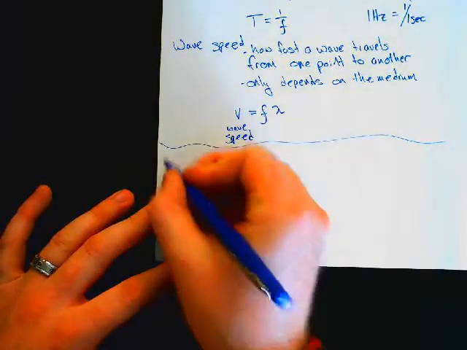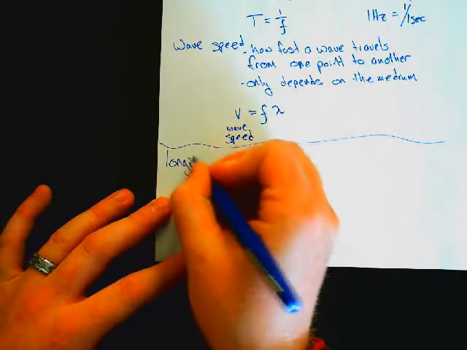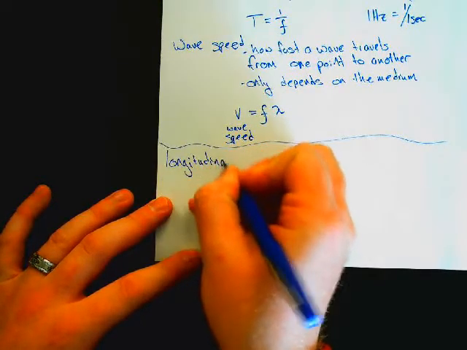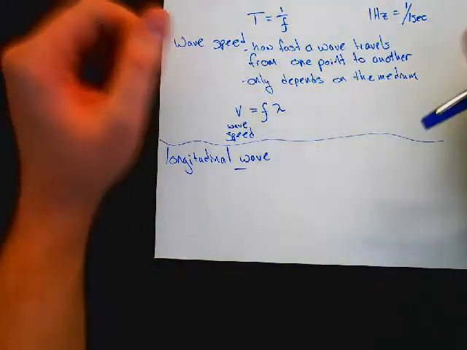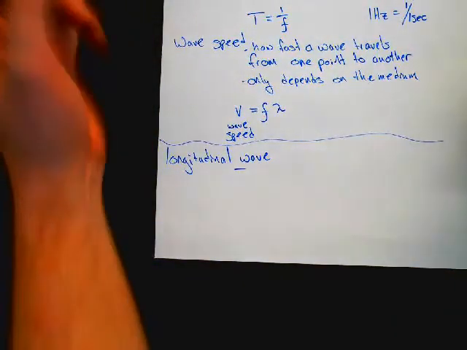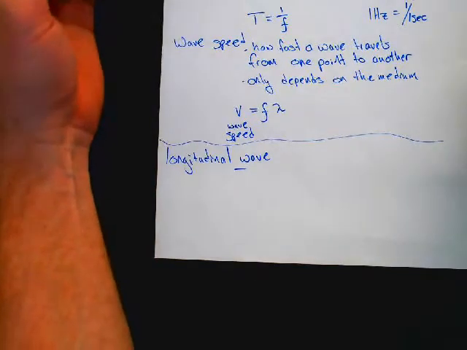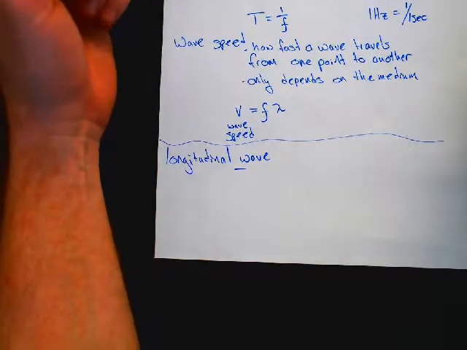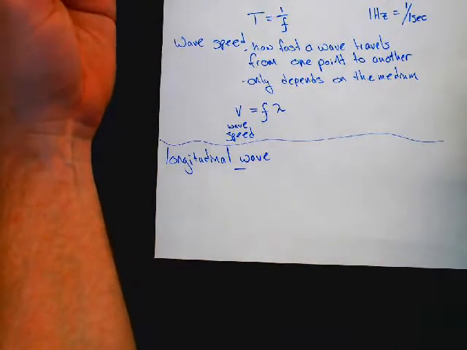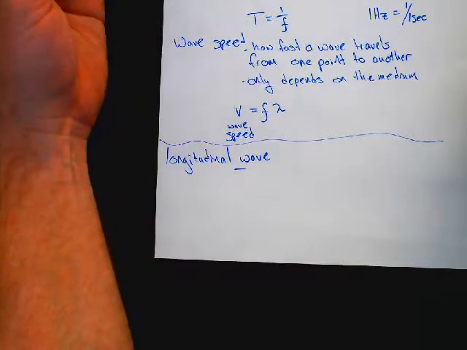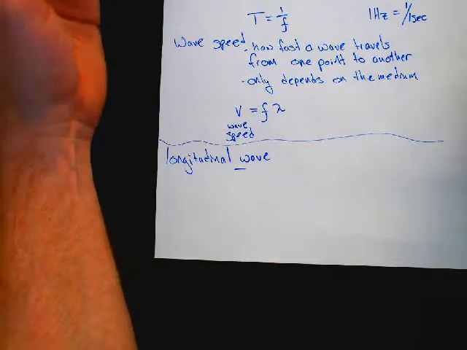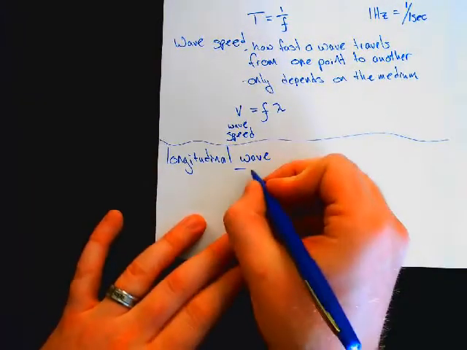That brings us to our next type of wave, which is a longitudinal wave. A longitudinal wave is basically the opposite of a transverse wave. Where in a transverse wave, the particles of the medium move perpendicularly to the direction of motion of the energy, in a longitudinal wave, the particles of the medium must move parallel to the direction of motion of the energy.